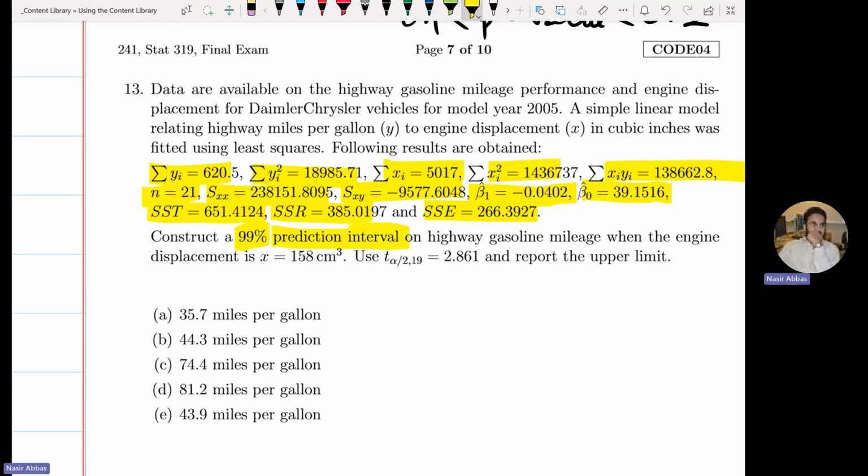They ask us to construct a 99% prediction interval for the value of Y. Prediction interval. Why did I say value, single value? Why didn't I say the mean value? Because of the word prediction. Prediction is for the single value. Confidence is for the average value. So for this one, the formula given to you in the formula sheet is this.